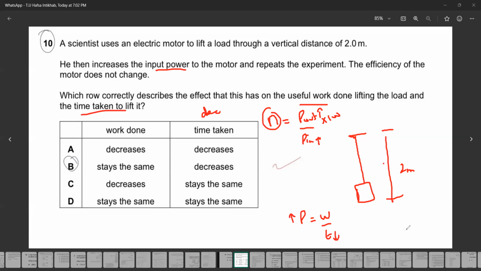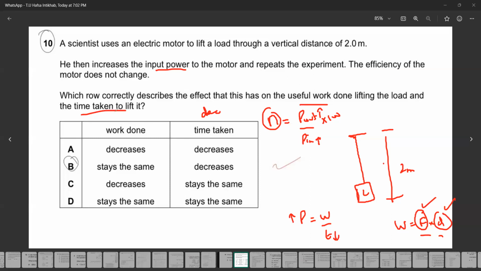What about the work done? Work done is independent of the time. It depends on what load we are lifting. For example, we did not change the load. We are lifting the same load, so force is the same and the distance we are moving is also the same. That's why the work done will be the same, or constant. But because the power is increased, the time will decrease.